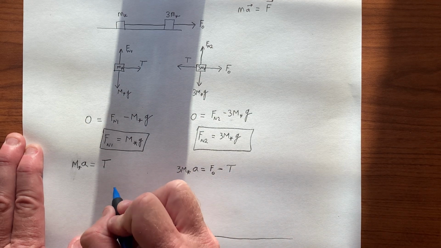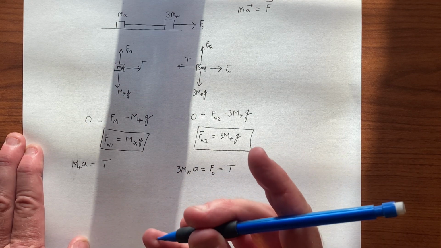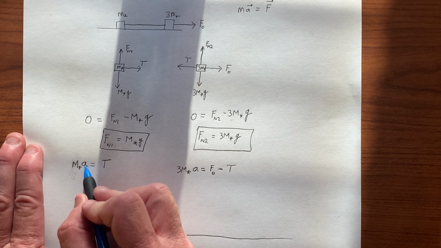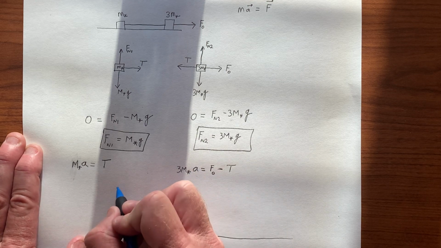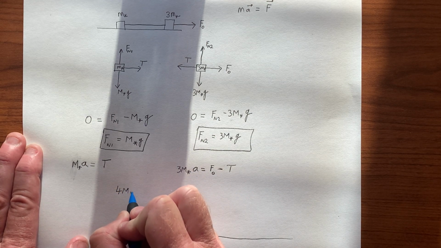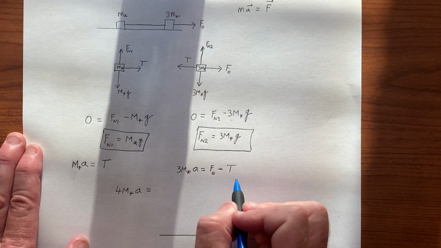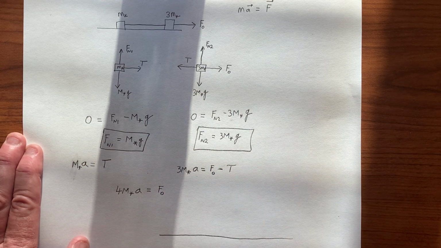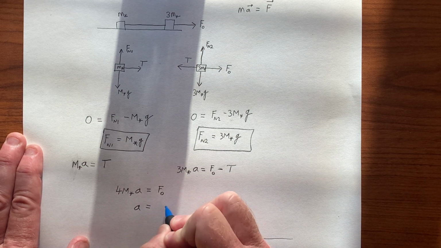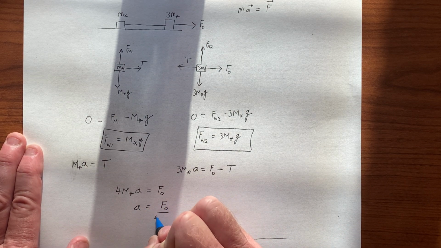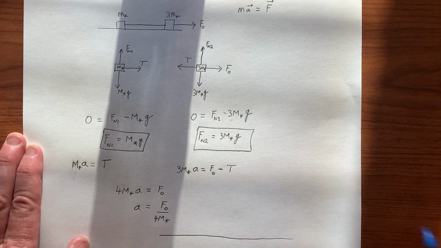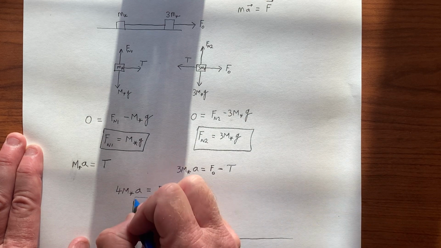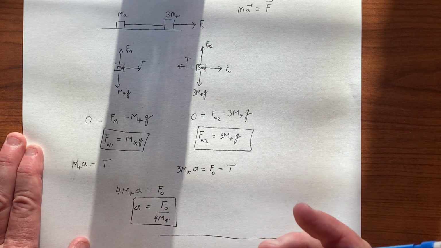So what I'm saying is, let's add these two equations. Let's add this one to this one, and so we have m star A plus 3m star A, that's 4m star A, and the right-hand side is T minus T plus F naught, that's equal to F naught. And so we can get the acceleration of the system as F naught over 4m star.